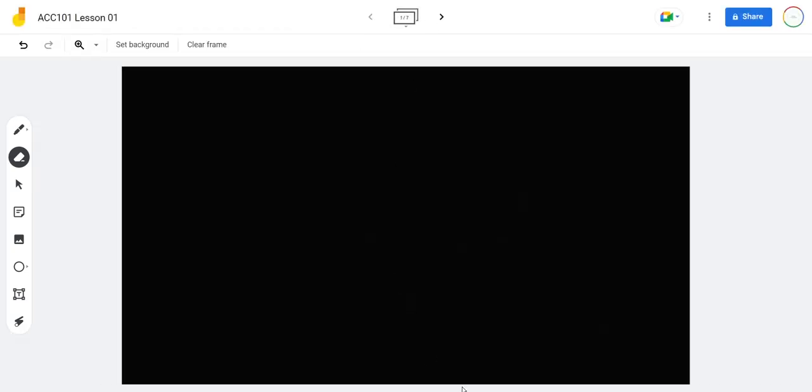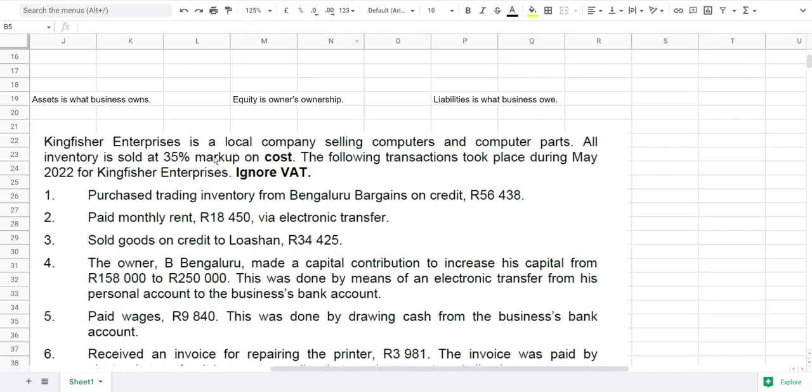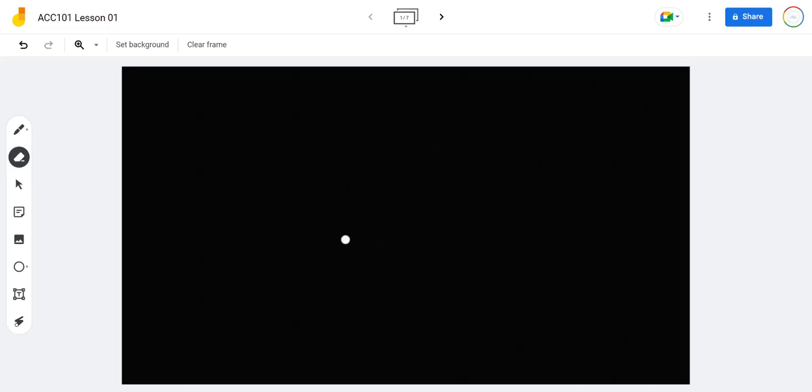All right, so just a reminder of the transaction. We've sold goods on credit to Lower Shen for 34,425. So what happens here? We sold goods, right? And if you sell goods, that means you're making money. All right, the only difference now is we did not sell for cash, so we did not receive the money. That means our bank account won't be affected because we did not receive cash.